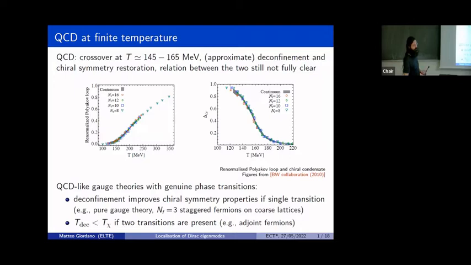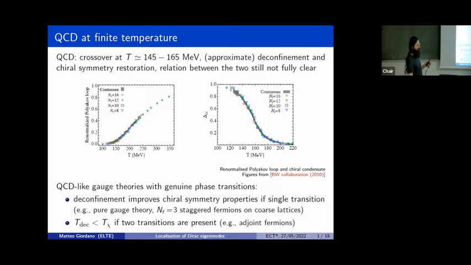This is what happens in QCD, but you know that also in other QCD-like gauge theories there is still a close connection between these two properties. For example, in theories with a genuine sharp phase transition, deconfinement always improves chiral symmetry properties by a jump in the chiral condensate, which is what happens, for example, in the famous toy model for QCD, three flavors of staggered fermions on coarse lattices. And when two separate transitions are present, a deconfining and a chirally restoring one, deconfinement always precedes chiral restoration.